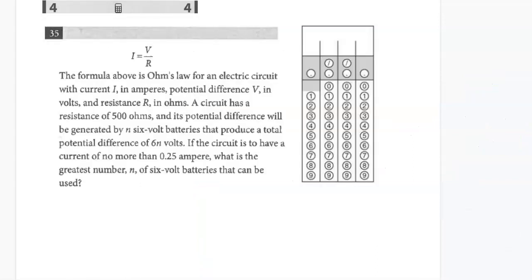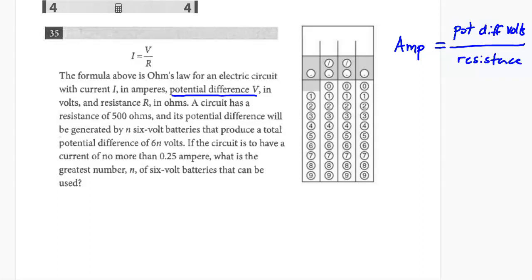Number 35, looks like we have a science problem. Here, I equals V over R. The formula above is Ohm's law for an electric circuit. I is amps, so maybe I'll write over here, amps equal V, the potential difference, so potential difference in volts, over R, the resistance. All right, so hopefully they give us some of these numbers and we're going to solve for something else.